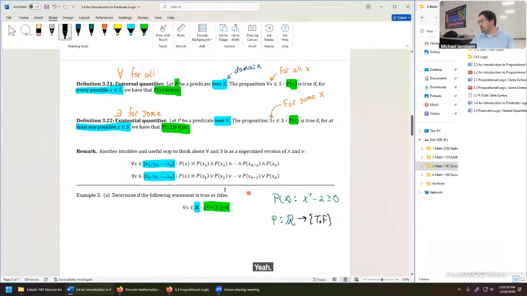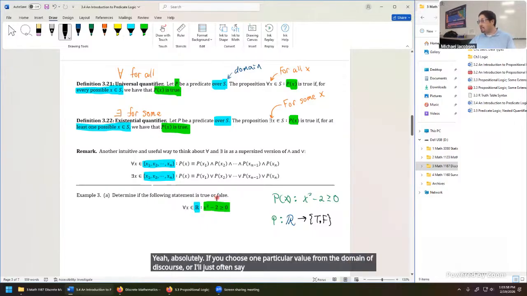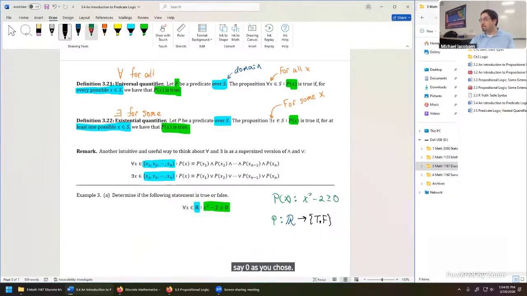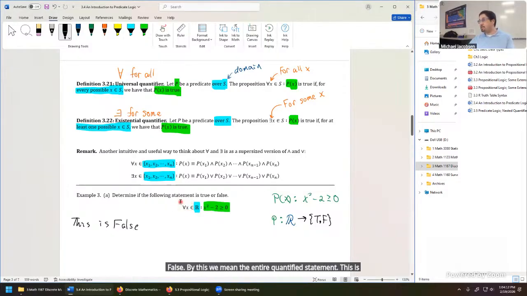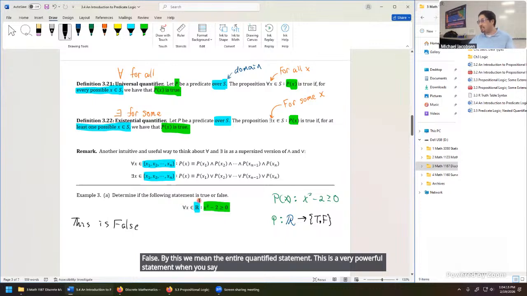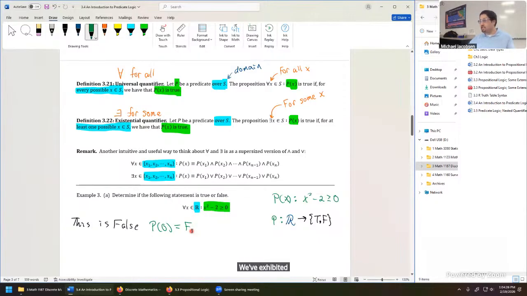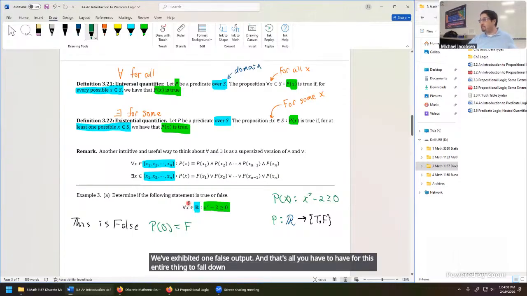Yeah, absolutely. If you choose one particular value from the domain of discourse, R, I'll just often say domain, say 0 as you chose, we get a false statement. We can then say this is false. By this, we mean the entire quantified statement. This is a very powerful statement when you say for every single x that's a real number, you have that this is a non-negative quantity. That's false because at P of 0, we've exhibited one false output. And that's all you have to have for this entire thing to fall down and become totally a false statement.